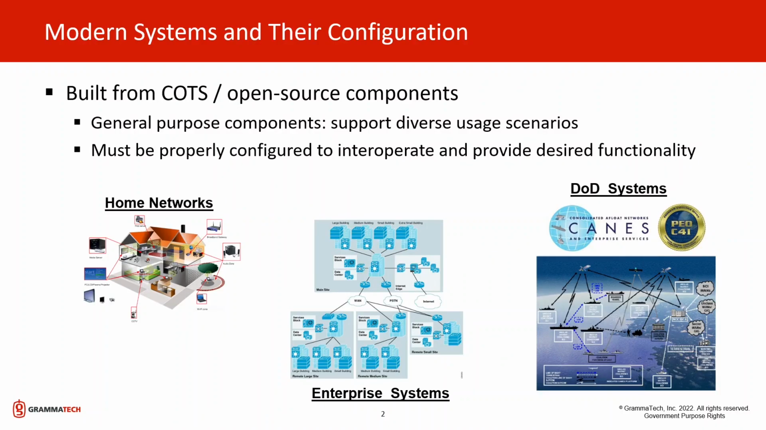Modern computer systems, ranging from simple home networks to complex DoD infrastructures, are built by cobbling together general-purpose commercial and open-source components, such as routers, workstations, general-purpose operating systems, and popular software packages, like web servers and database management systems. These components are built to support many diverse usage scenarios, and must be properly configured to work together.